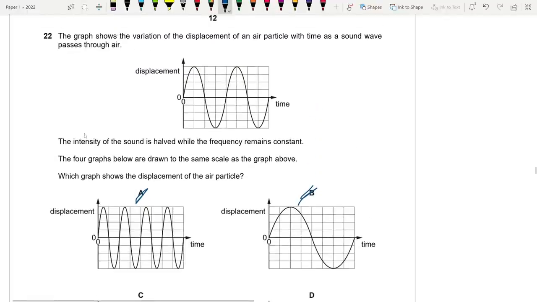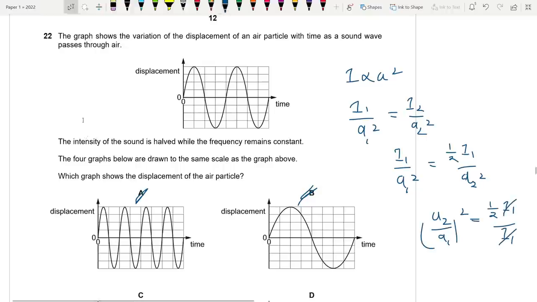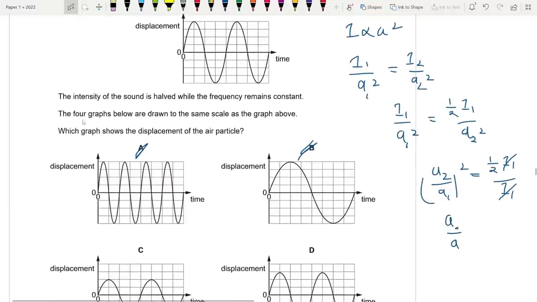But now, intensity is halved. You know that I is proportional to A squared, right? So I1 by A1 squared is equal to I2 by A2 squared. But I2 is actually half of I1. Now, we want to find out A2. So A2 by A1, whole squared, cross multiplied, is equal to half I1 by I1. We can get rid of I1. So we end up with A2 by A1 whole squared is equal to half.